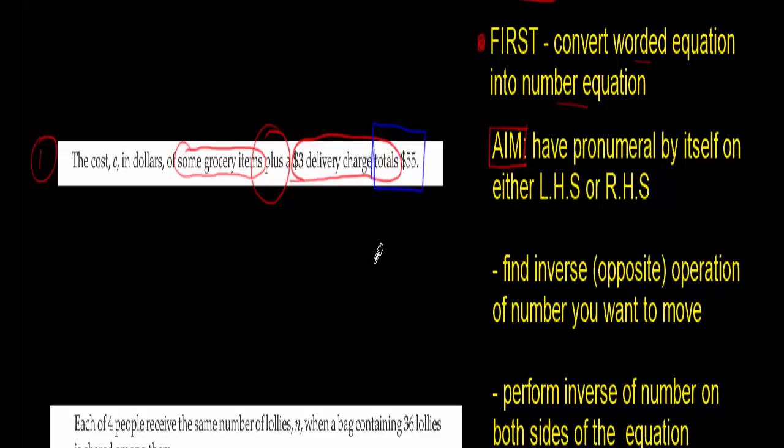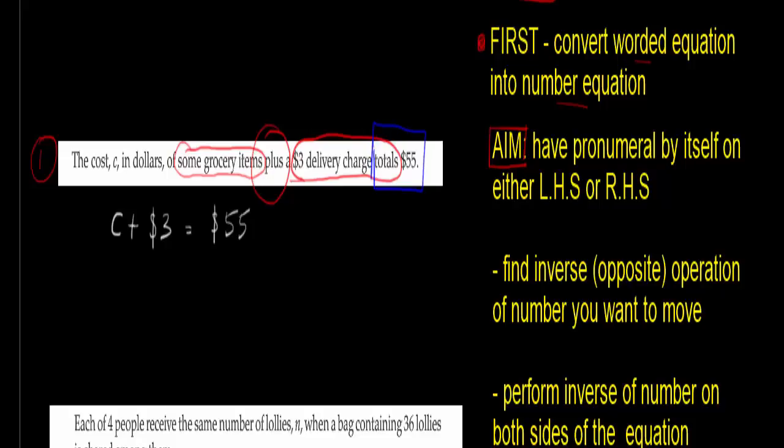Let's have a go. So I've already told you, it says the cost in dollars of some grocery items. So that some grocery items, we don't know what that is. That's unknown. So we say that's C because it tells you that's C. Now it tells you the operation is plus, right? So we just add the plus to it. And we have to buy the groceries plus pay a $3 surcharge. And it tells you totals. Remember, totals is the same as equals to. So we've got an equal sign. Totals, how much? $55. Now that's the first thing. We just write that into a number equation.